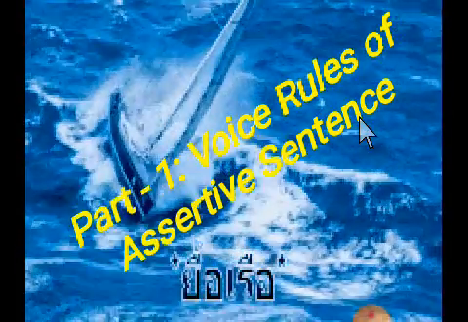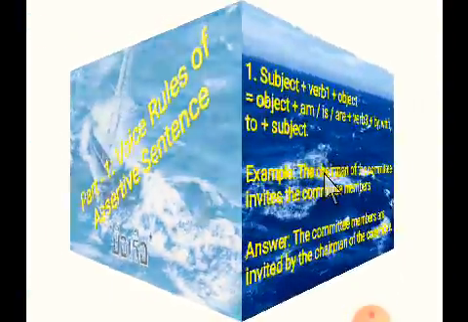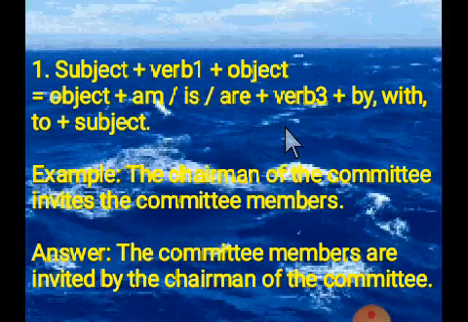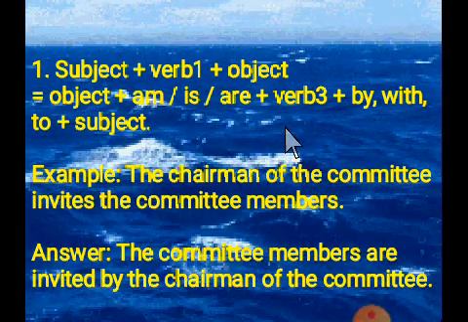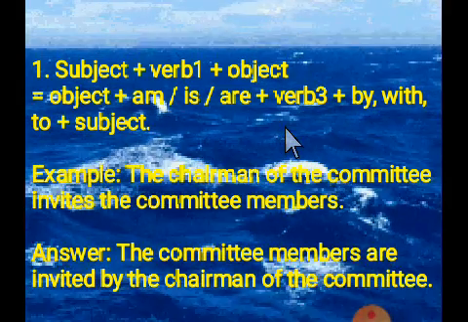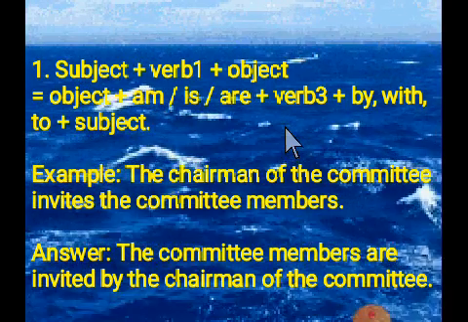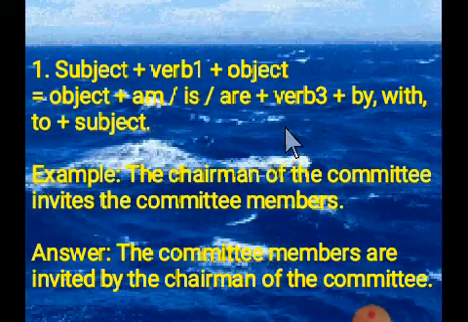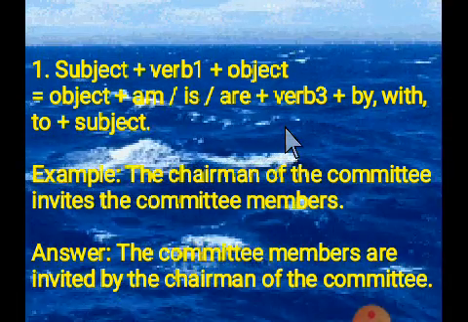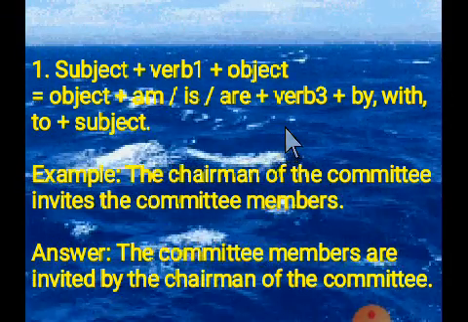Part 1. Voice rules of assertive sentence. Rule 1. Subject plus verb 1 plus object equal to object plus am, is, are plus verb 3 plus by or with word 2 plus subject. This is the rule. If we see subject plus verb 1 plus object as active sentence, we can turn it passive by the following rules. Object, am, is, are, verb 3, by, with, to, object.